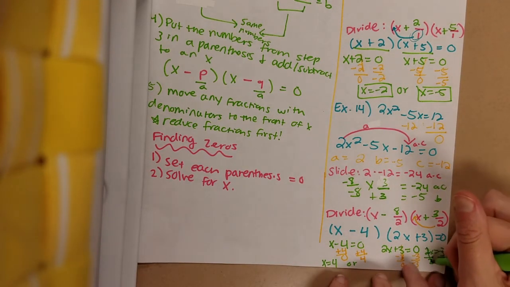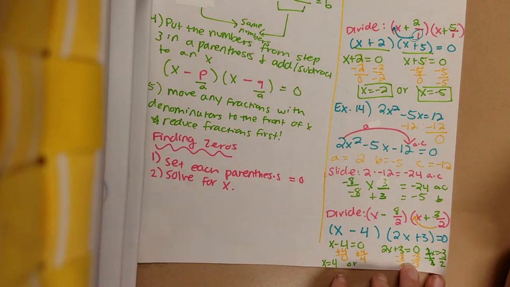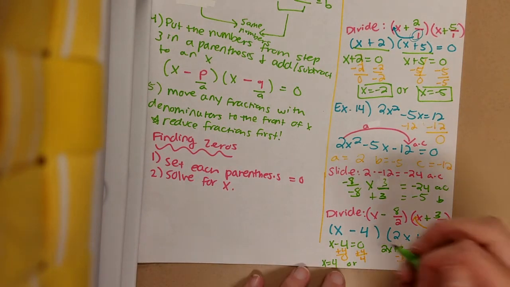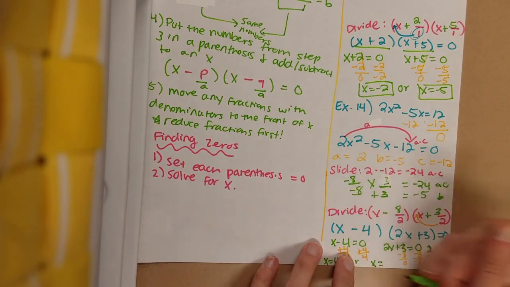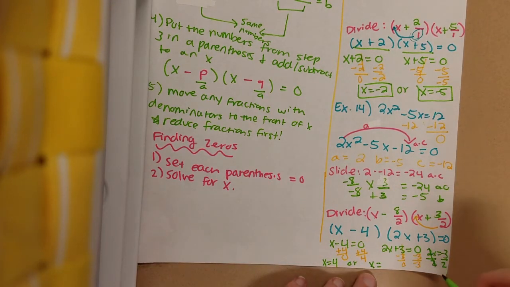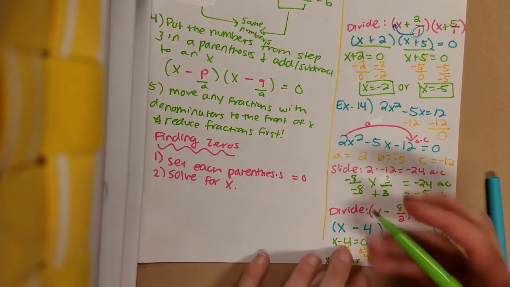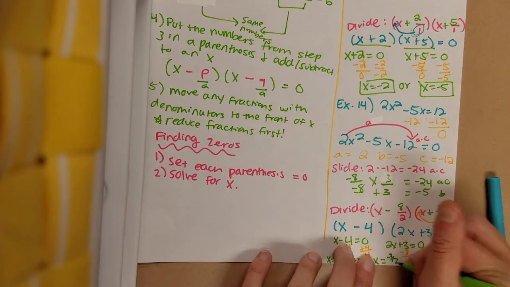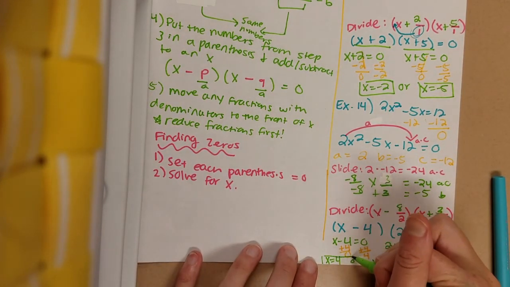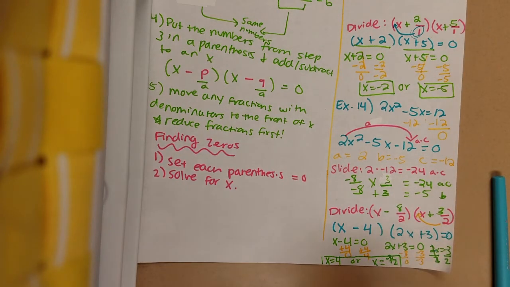Which 2 divided by 2 is 1. So the 2's cancel out and turn to 1. So we're left with x equals, which x is the same thing as 1x. And from here, I can't reduce down negative 3/2. So this one would just be negative 3/2. So these are my 2 possible solutions.